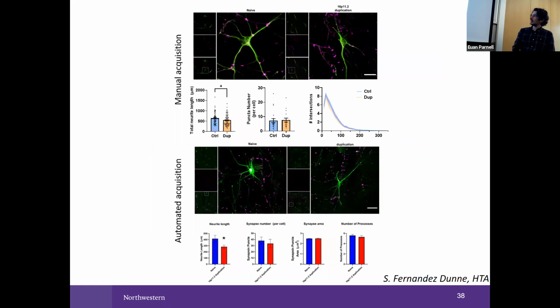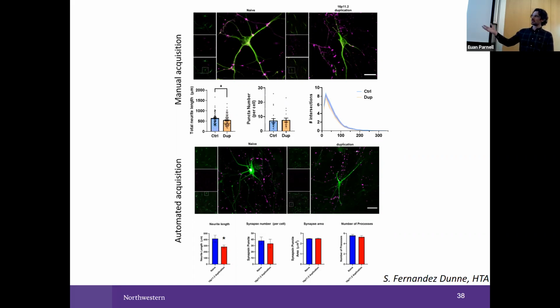And finally, I want to give a shout out to Sarah, who did a really wonderful job with high content imaging. On the top, we have our manual acquisition. The technicians in the lab did a fantastic job imaging and analyzing the morphology of our neurons, but it took them a very long time. They were working very hard to get this data. We gave Sarah the coverslips, and in a week, I think, she took hundreds of images, analyzed them all, and found exactly the same results as us.